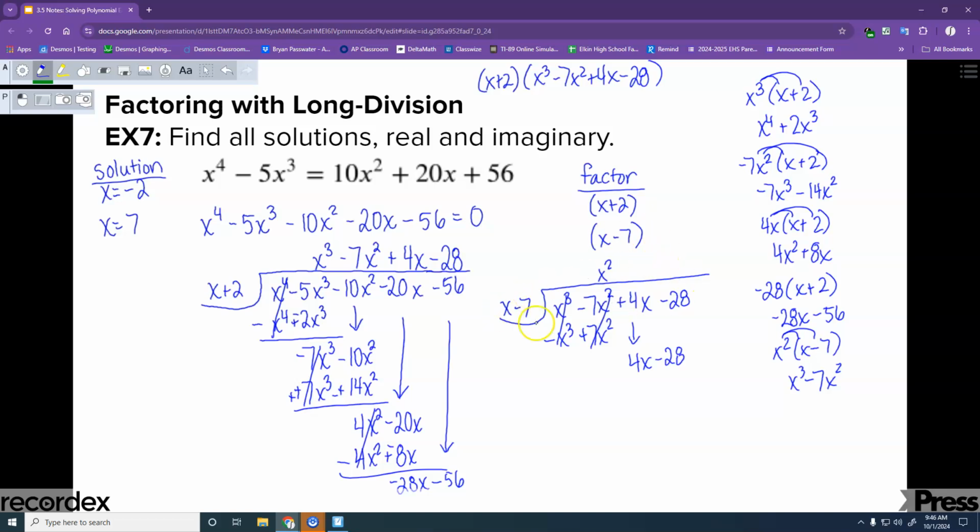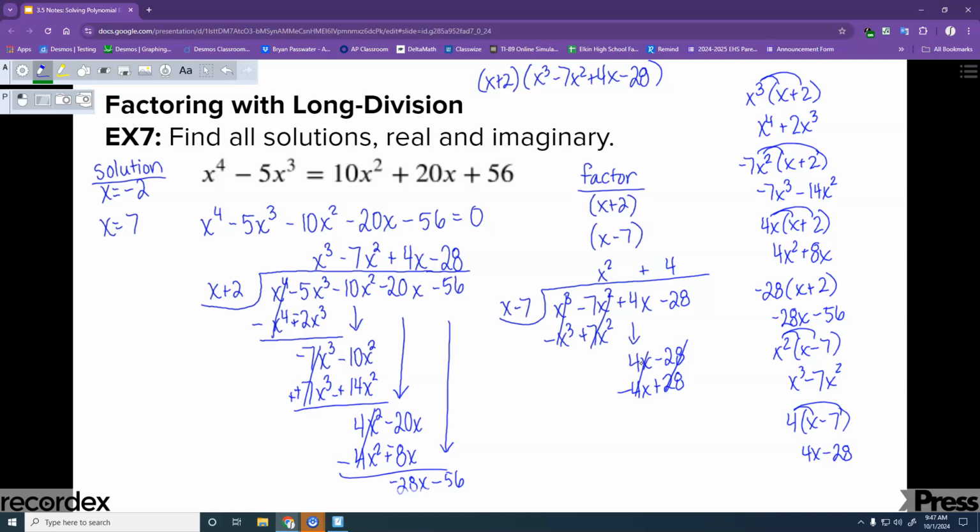What times x gives me 4x? 4. So I'm just going to have a plus 4. It kind of skips that middle term since those both canceled. So 4 times x minus 7 is going to be 4x minus 28. So that is going to be 4x minus 28 here. And when I subtract that, it just cancels away, right?